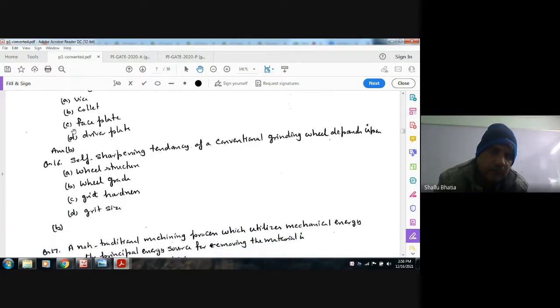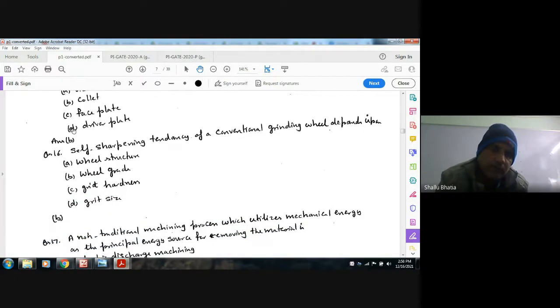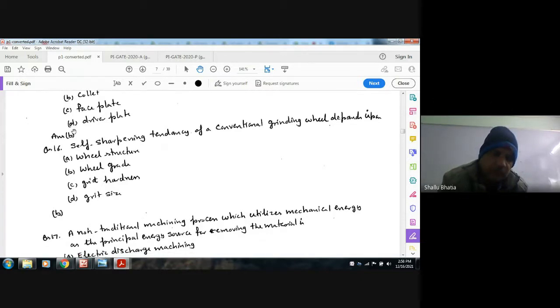Next, the self-sharpening tendency of a conventional grinding wheel depends upon wheel grade. That is also a straightforward question. Other options are wheel structure and wheel hardness.